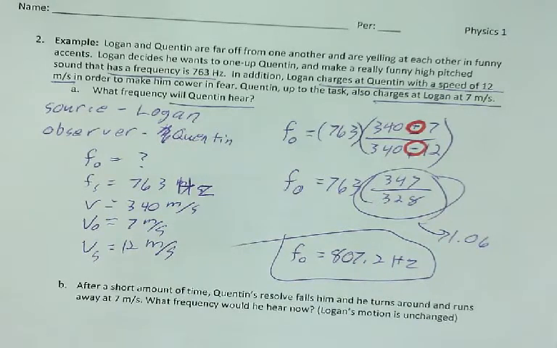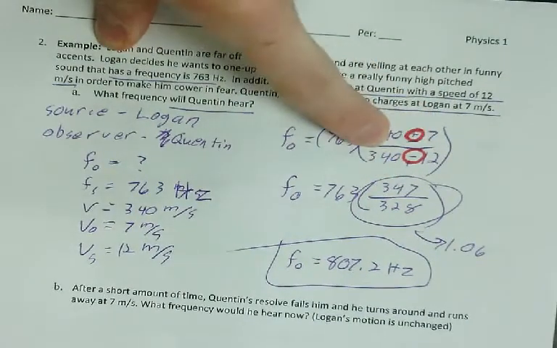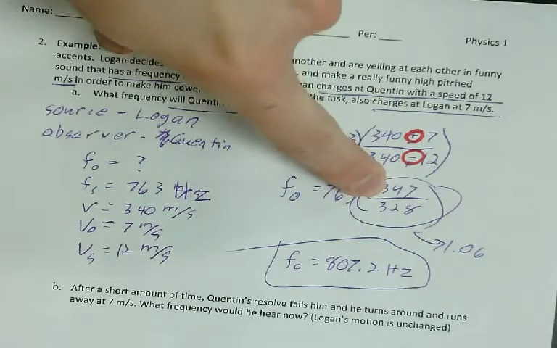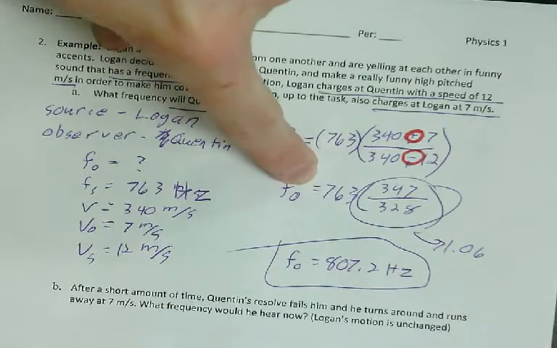Questions on that first example? Yep. So for like the frequency observed, like the very last part, you just add them together? So I did the 7 plus 340 to get 347. I did the 340 minus 12 to get 328. I divided those to get 1.06. I multiplied it by 763.